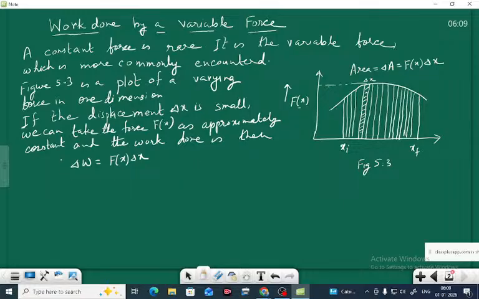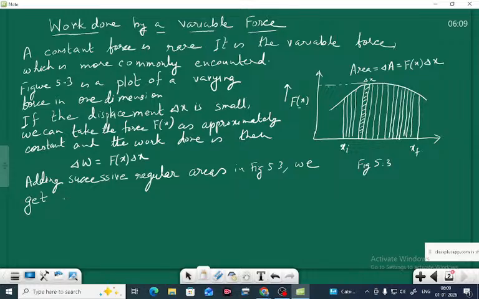So adding successive rectangular areas in figure 5.3, we get the total work done as W is equal to summation Fx del x, and it varies from xi initial to x final. This is the total work.